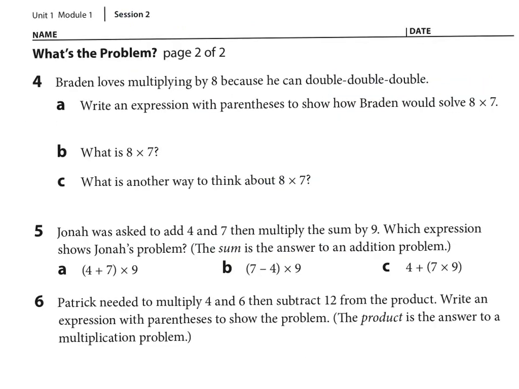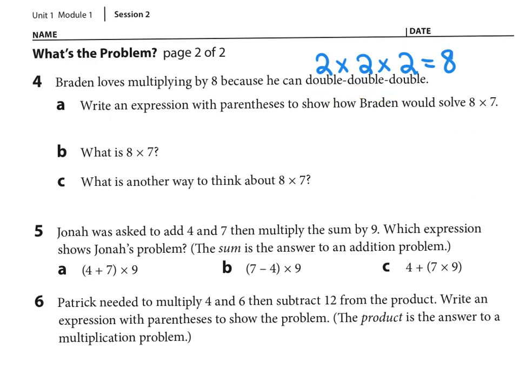Going now to number 4, it says Braden loves multiplying by 8 because he can double, double, double. So just like on the previous page, we know that when we double, it's multiplying by 2. So double is times 2, double again times 2, double again times 2. Thinking, what is 2 times 2 times 2? Well, 2 times 2 is 4. And take that 4 and multiply by 2 again, or double again, and that is 8. That's right.